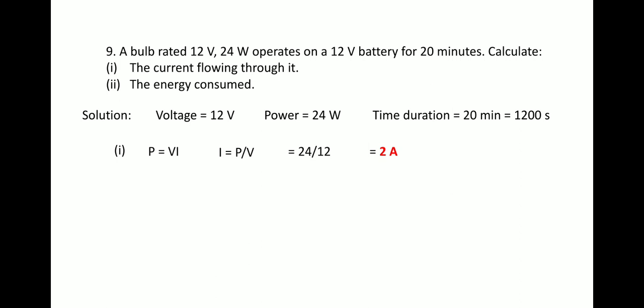Okay. Next, the energy consumed. So how much energy is consumed? We have already learned in the previous class that energy is equal to power into time. So power is equal to 24 watt, into time 1200 seconds. So when you multiply this, you will get 28,800 joules. So that much energy is consumed.